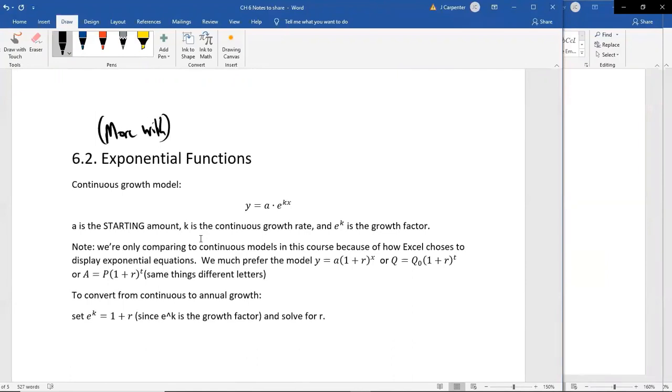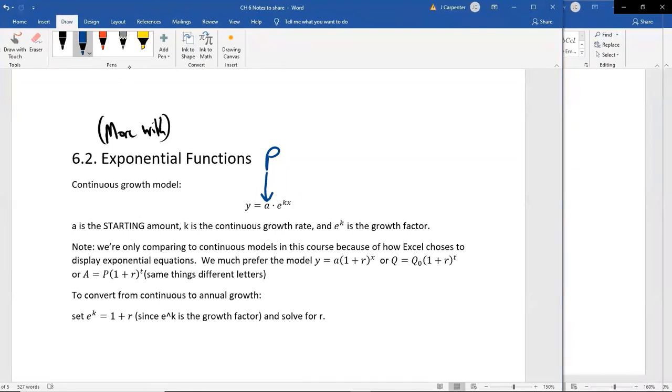We're going to introduce something I don't want to introduce, and that is the continuous growth model. Continuous growth model, this is another exponential equation, but it really doesn't look anything like the last ones. This A is the P that we would have called P before. So now we're just calling A the starting amount, and that's because that's the way the textbook does it. That's the way Excel does it, and Excel is the reason we're doing this at all.